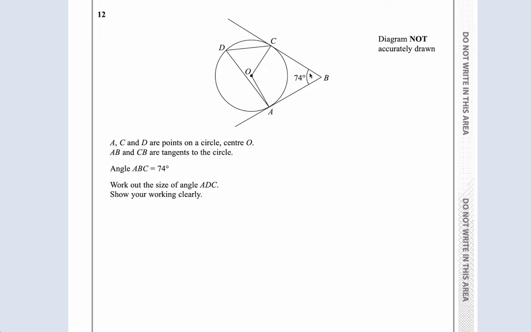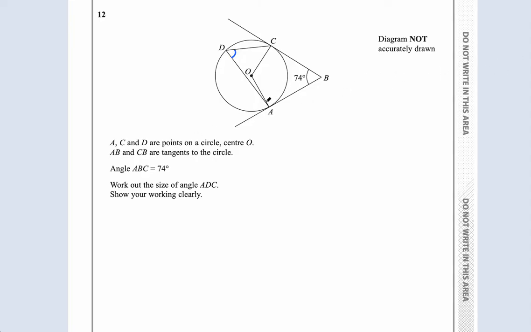Angle ABC is 74 degrees. So basically what you see, guys, here, work out the size of angle ADC. So this is the angle we are trying to find. Okay. First key bit of information it gives us, guys, is tangents to the circle.